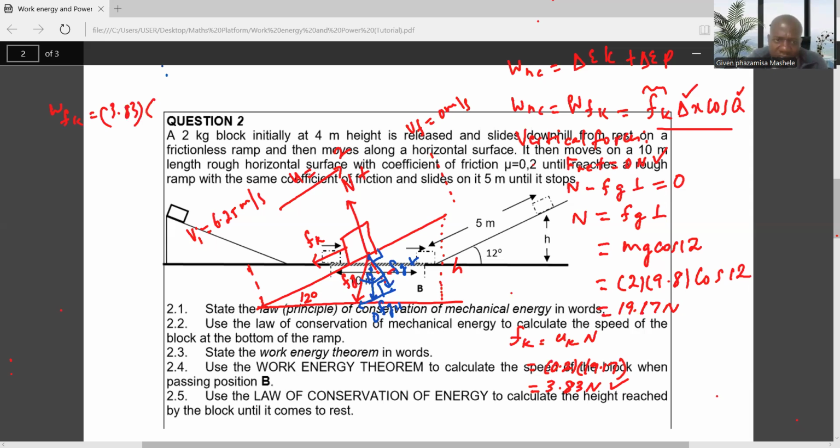Using this approach, delta x is 5, cos 180, the angle between the frictional force and the displacement. So we're going to have 3.83 multiplied by 5. This will be negative 19.15 joules, which is the same as the work done by non-conservative force. And now, remember, I want to calculate the final velocity. So we will do it like this.